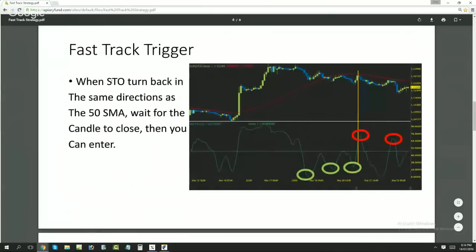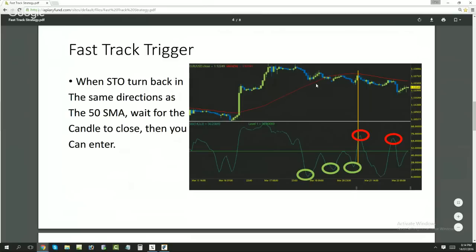Then we're looking for the fast track trigger when the stochastic turns back in the same direction as the 50 SMA. So the same direction being for a buy, up. And you can see here they've highlighted them in circles where it turns around and starts going back up. Okay, and you need to wait for the candle to close, and then you can enter.